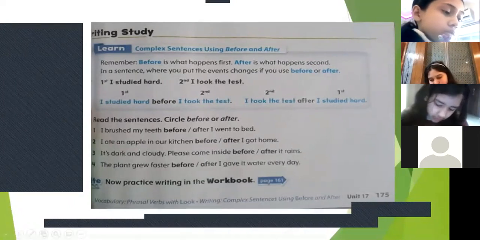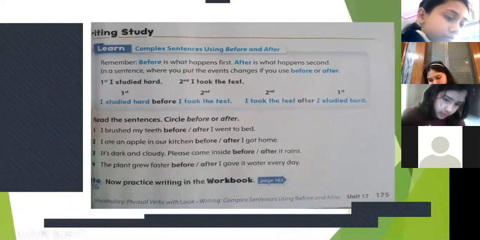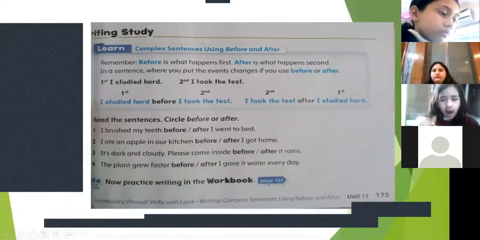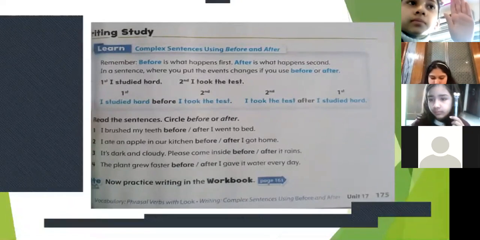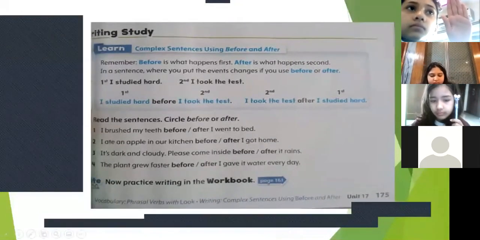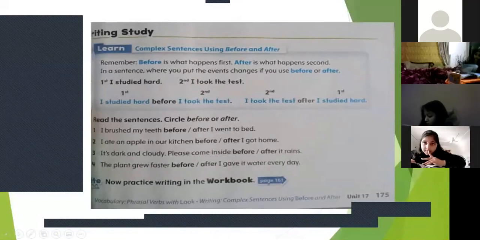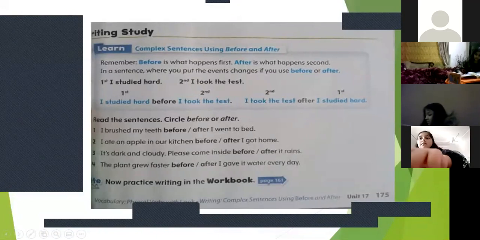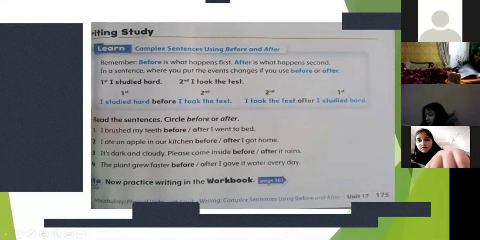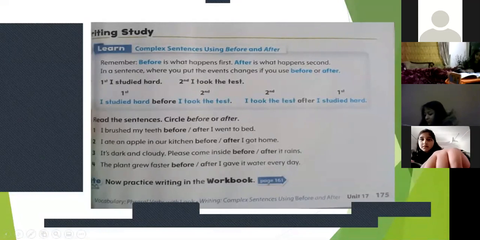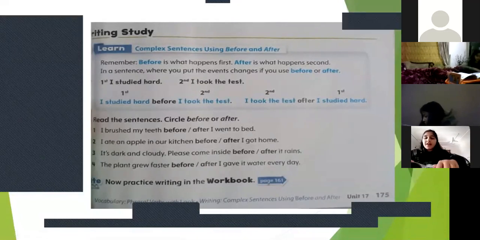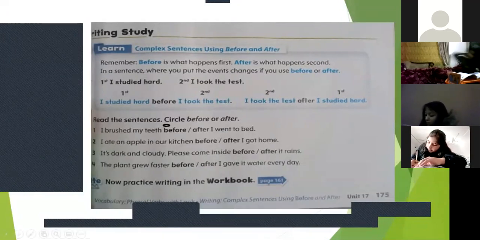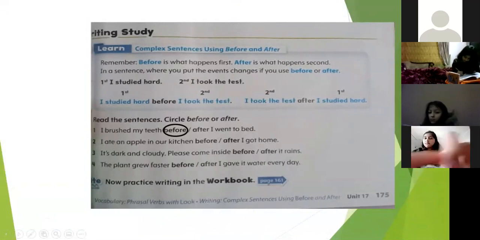So if I ask you to circle before or after, you see, I brushed my teeth before or after I went to bed. Guess. I brushed my teeth. Yes, Harim. I brushed my teeth before I went to bed or after I went to bed? Before I went to bed. Very good. Before I went to bed. So all of you please circle before. I ate an apple in our kitchen before I got home or after I got home? Of course, after I got home.